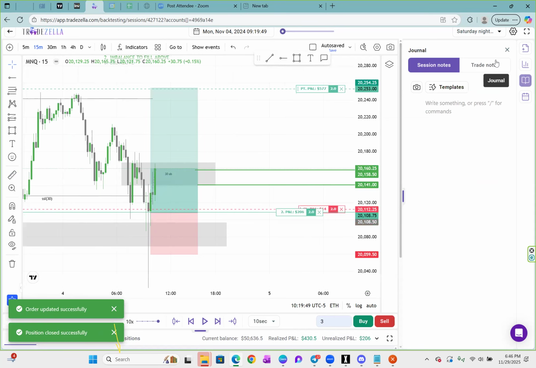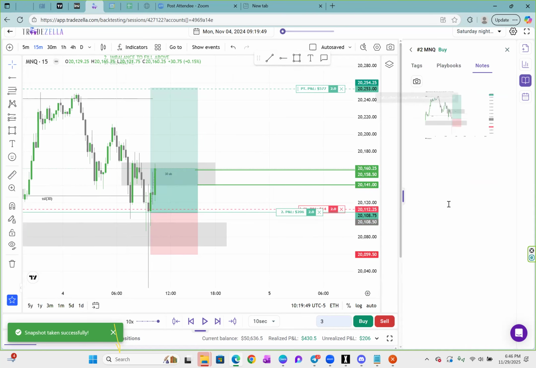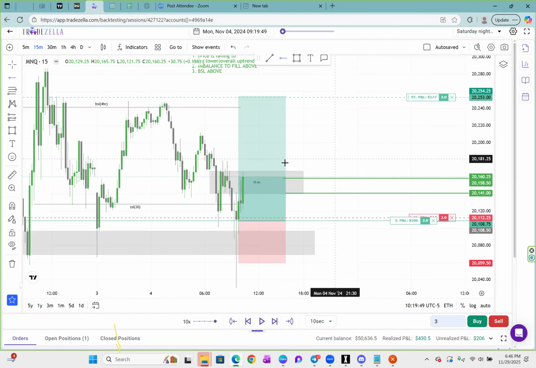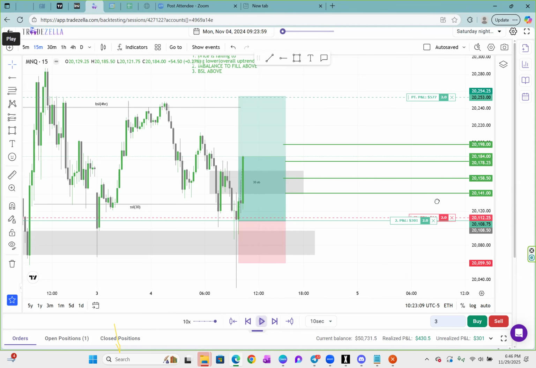I'm going to go to my journal, my session notes, screenshot it, and then you can say TP2 hit, partials taken, stop loss at break even, right? And you may need to be more detailed in that depending on how long you've been trading. And then I'm just going to do the rest of my take profit areas. All right, and look at that, TP3 hit, move stop loss to TP1.